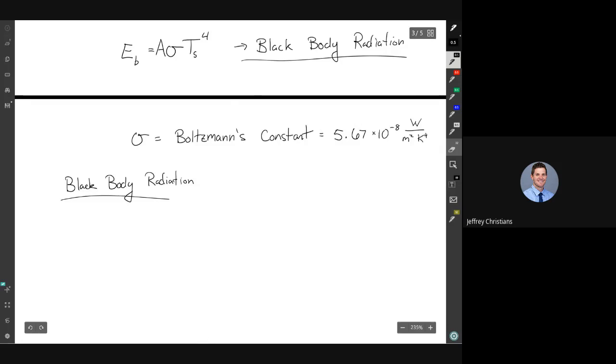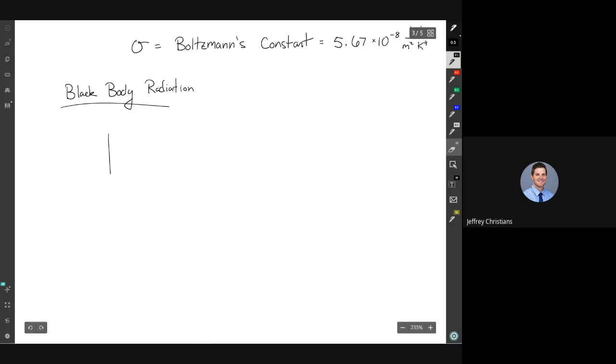Black body radiation. So you would have something like this. This is like watts per meter squared, Kelvin to the fourth per nanometer. Okay, don't worry too much about the units. That's the y-axis, which is power. And this is wavelength, so it has units of something like nanometers.